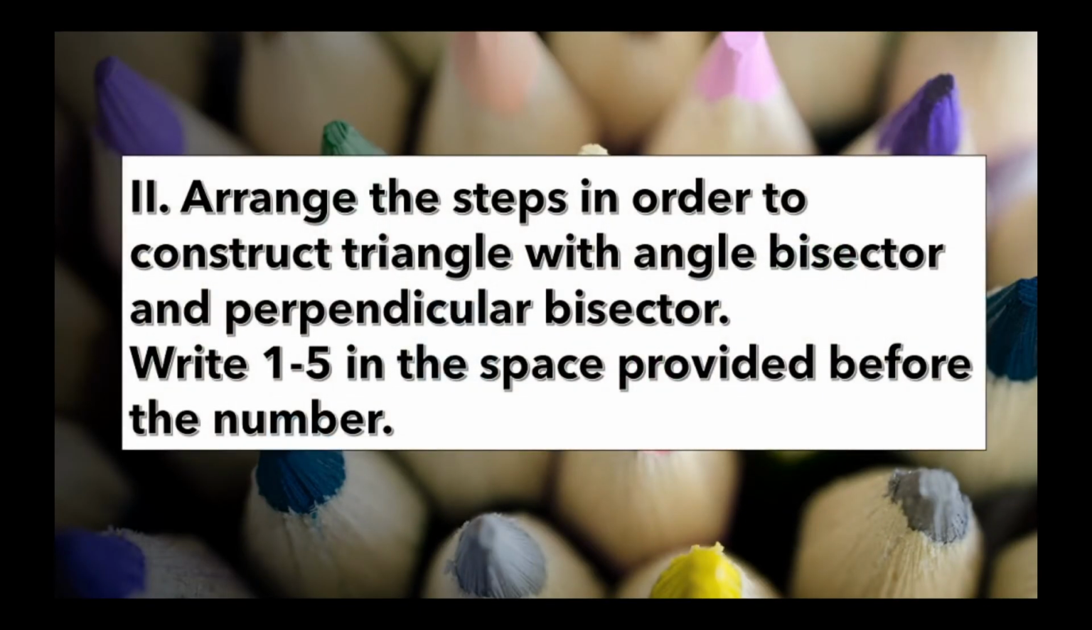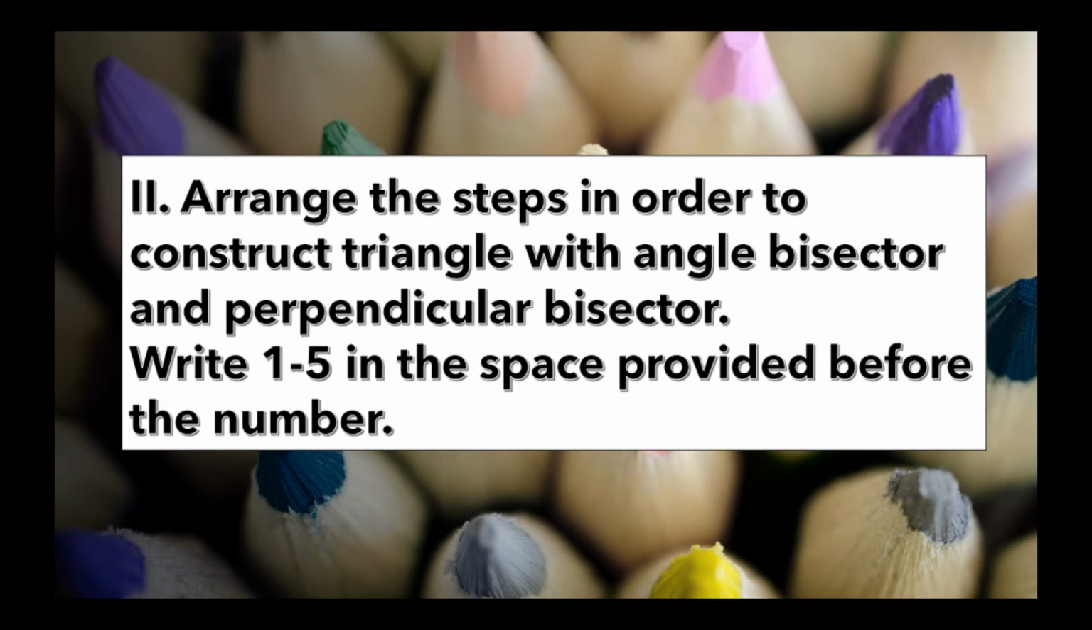Alright, so we are done with the multiple choice. 5 items only for the multiple choice. Now, let us have test 2. Test 2, arrange the steps in order to construct a triangle with angle bisector and perpendicular bisector. Write 1 to 5 in the space provided before the number. So you are just going to write the steps from 1 to 5. You are going to arrange in order.